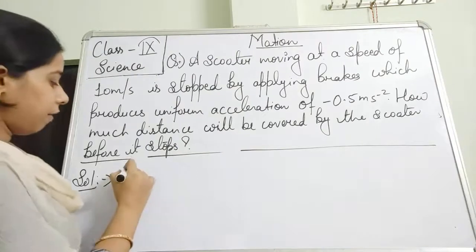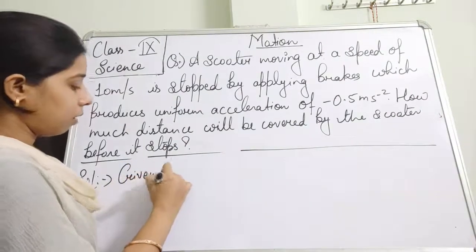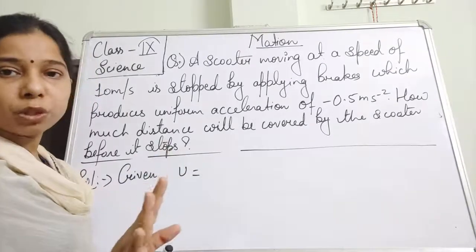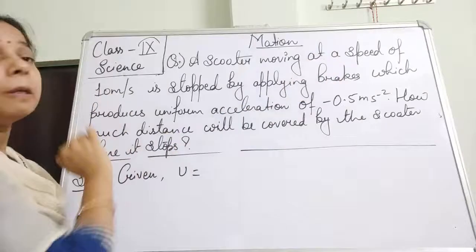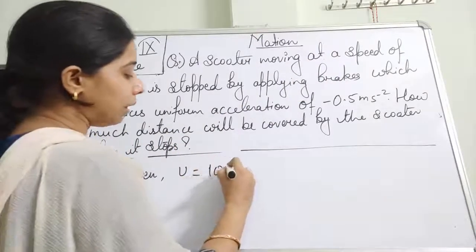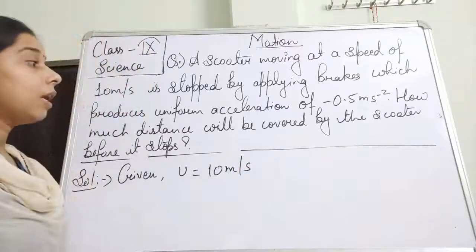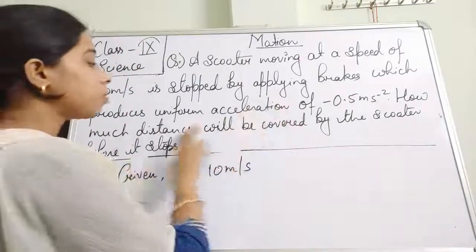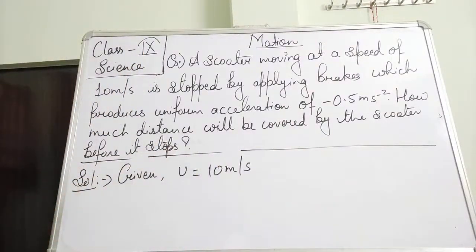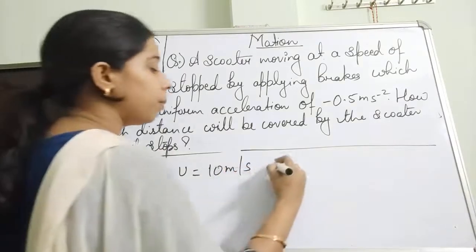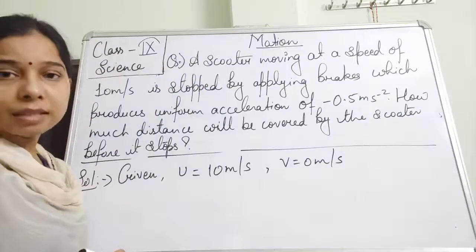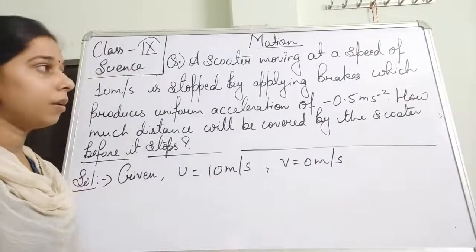Given is the initial velocity, because the scooter was already moving, students, with an initial velocity of 10 meter per second. What we have to find is how much distance the scooter will cover before it stops. The final velocity will be that it is coming to rest, so the final velocity will be 0 meter per second.